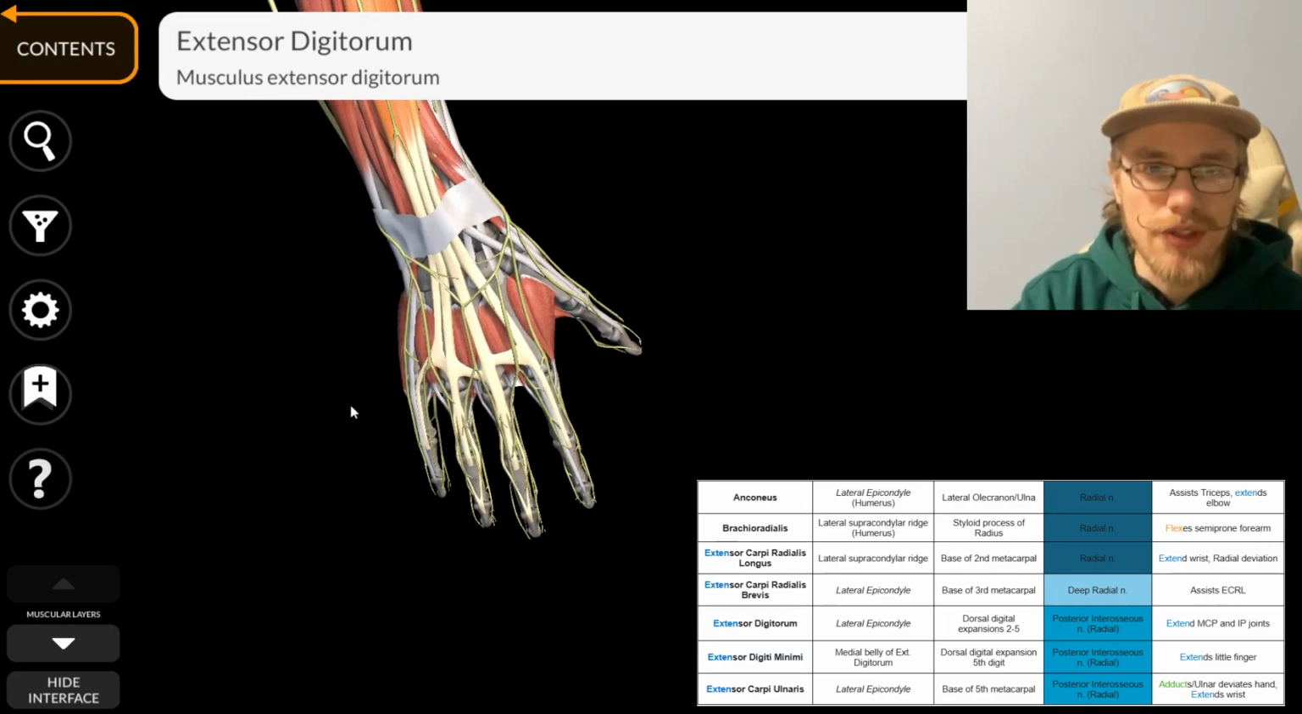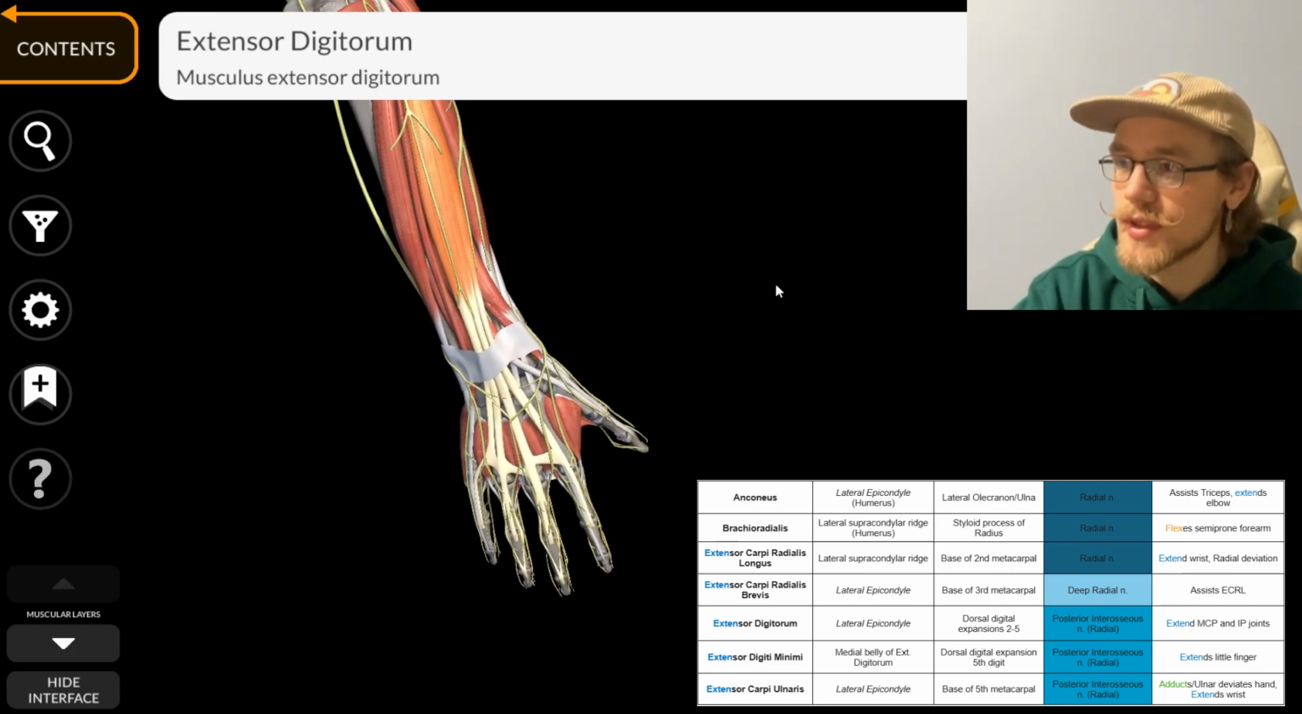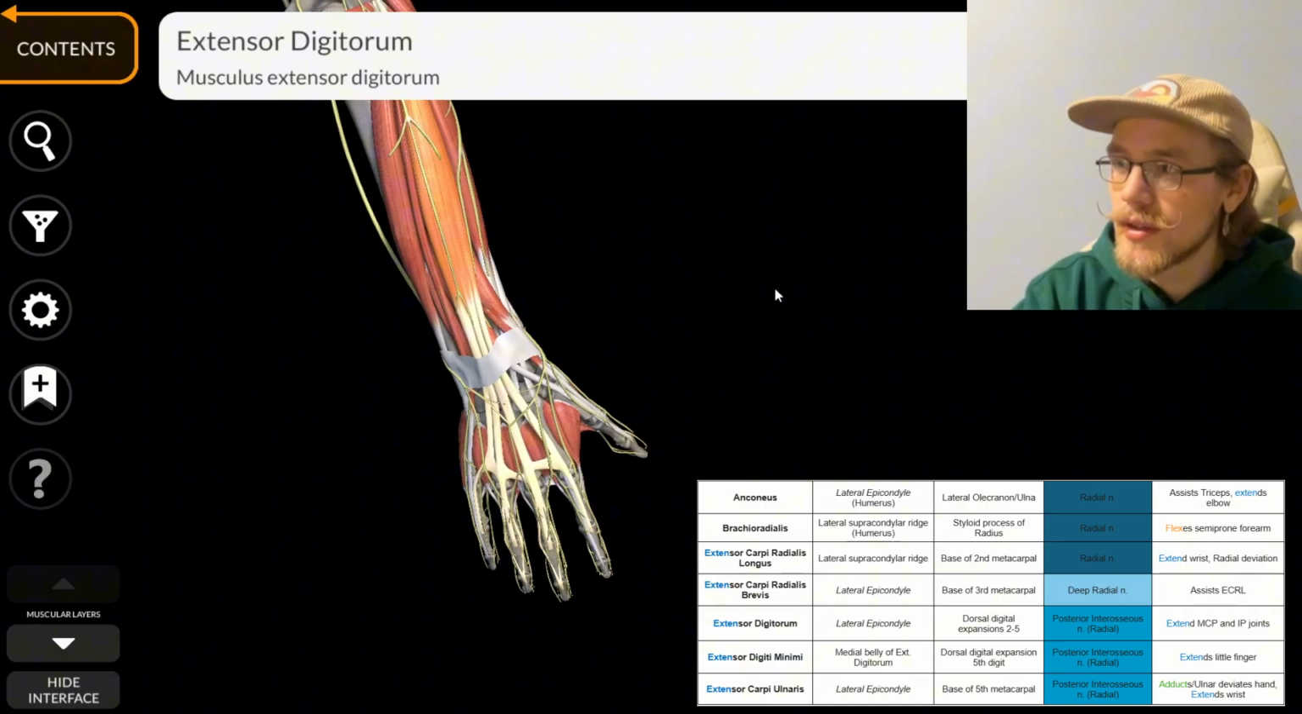We don't really need as much extension power as we do flexion power, so that's why we don't have two different sets of muscles there.